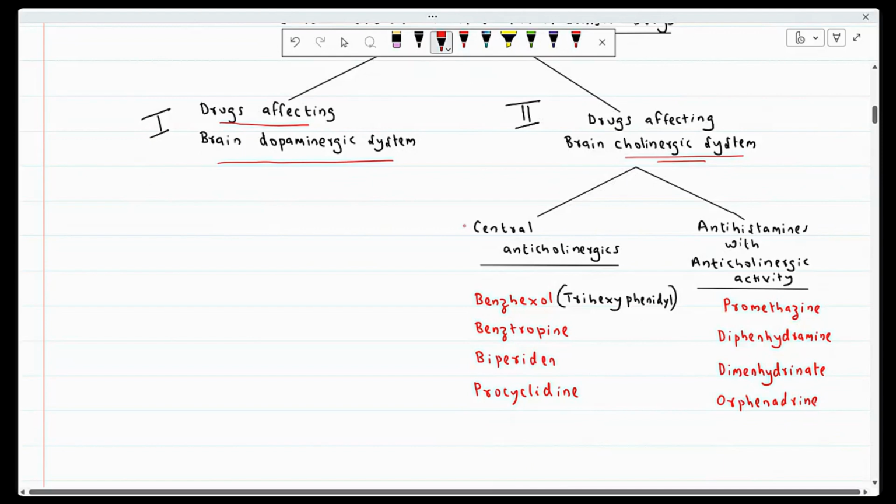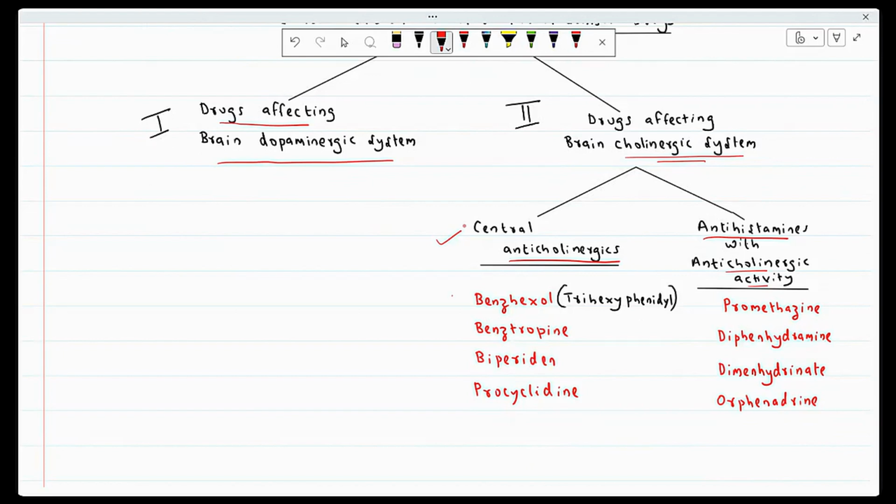Now coming to the drugs affecting the cholinergic system, you need to decrease the acetylcholine, so you need to give an anticholinergic, the opposite of acetylcholine. There are drugs which can decrease the acetylcholine in the central nervous system; they are called central anticholinergics. Some of the antihistamines also have this anticholinergic property, so they can also be used in the absence of central anticholinergics. So the drugs given to decrease acetylcholine can be divided into two categories: central anticholinergics and antihistamines with anticholinergic activity.